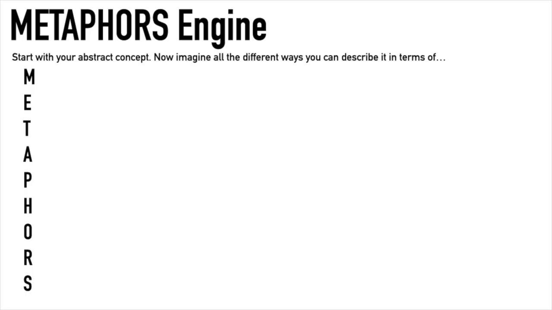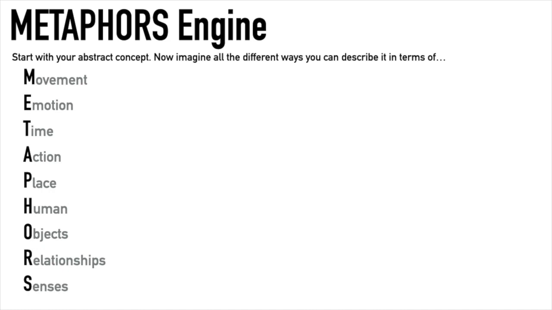This is how the metaphors engine works. First you start with the abstract concept that you need to explain. And now imagine all the different ways you could describe it in terms of metaphors. And by metaphors, let's break that down. Movement, emotion, time, action, place, human, objects, relationships, and senses.